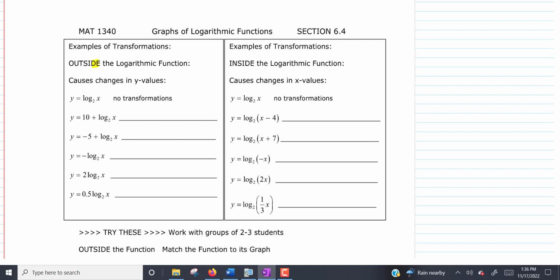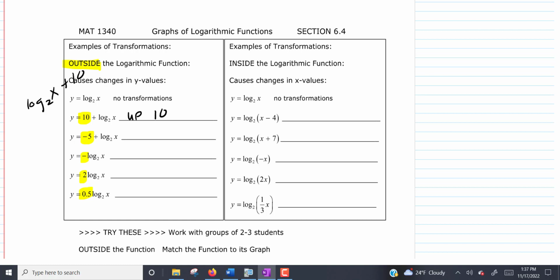Okay, so the first column, all of these numbers are outside the function. I'm going to highlight the transformation on this, and everything that I'm highlighting is outside of that function. Okay, so let's see if we kind of know this. So the first one is 10 plus log base 2 of x. I think it's better to put the 10 in front of the log. So what does that 10 do? What do you think? Up 10, exactly. That's outside. Remember, outside adding is taking you up.